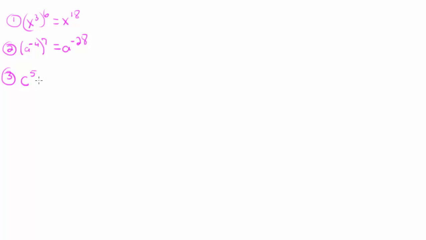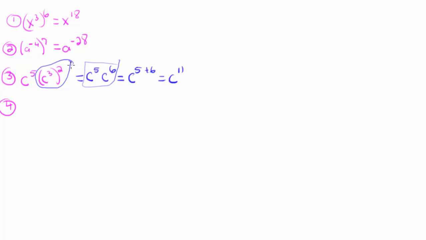c to the 5th times c cubed squared. Now the key here is to know that that squared is only going to that one. It's not going to the c to the 5th. So it stays c to the 5th, then this becomes c to the 6th because we multiply. But then we use our other rule. So now we're going to add, and we get c to the 11th because this is a base multiplied by base. So we're going to be putting these all together. Okay, so it's going to get pretty confusing here.